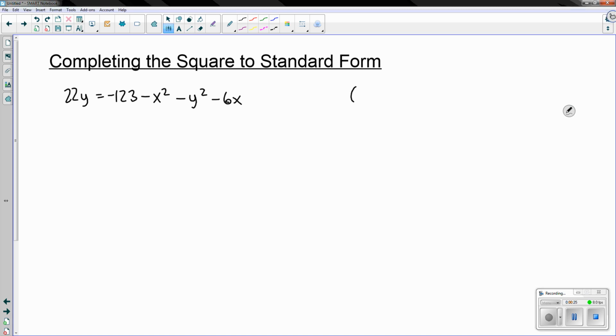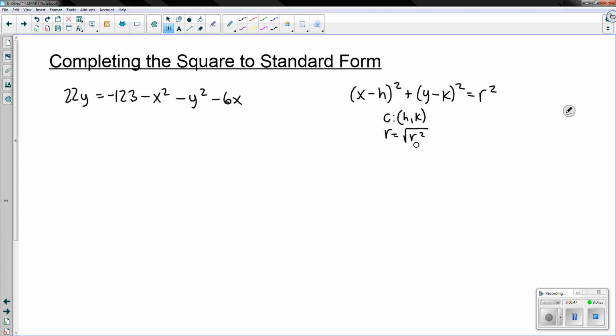So as a reminder, our standard form looks something like this. X minus h squared plus y minus k squared equals r squared, where we know the center is (h, k), and the radius is just the square root of that last term.